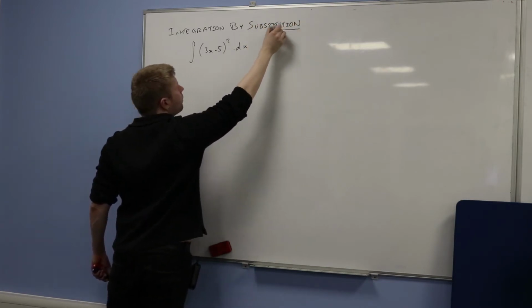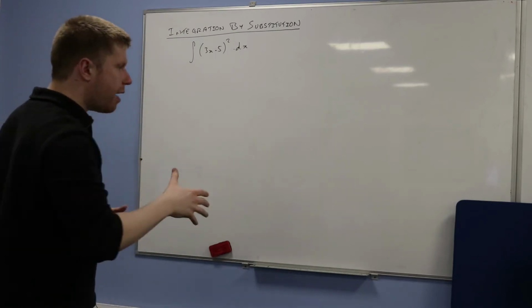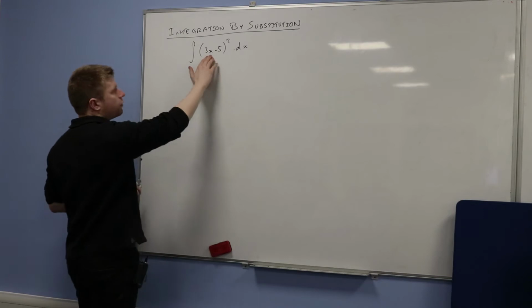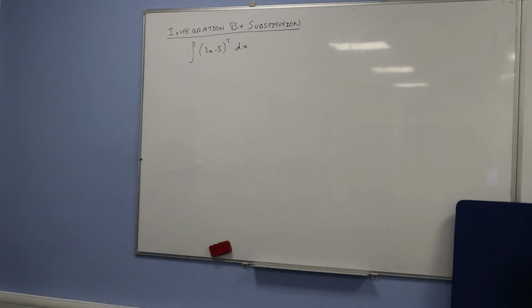Now, first of all, I'm going to give you 30 seconds to have a look at that. How would you go about finding the area function for (3x minus 5) all squared? How would you go about solving that? What if I do something like... maybe? Yeah, like put, instead of 3x minus 5, it's u.